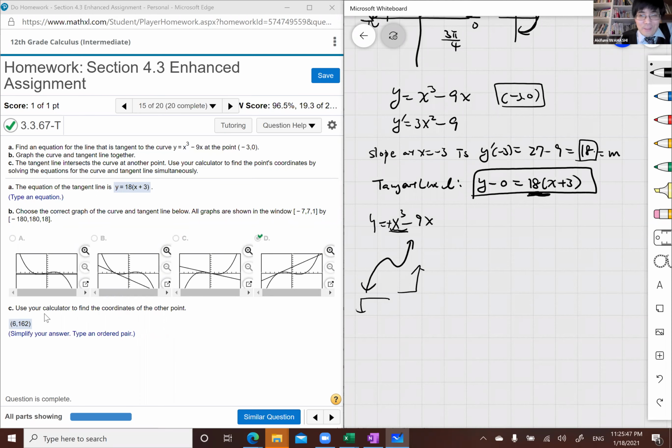Okay, now the next question is interesting. You need to find another intersection point of the tangent line and the cubic function. So this cubic function has a tangent line at x equal to negative 3. And they eventually meet again at another point, and you want to know what this point is. So this is like an intersection point of two functions. So you can find the x coordinate of the intersection by setting up a system of equations like this.